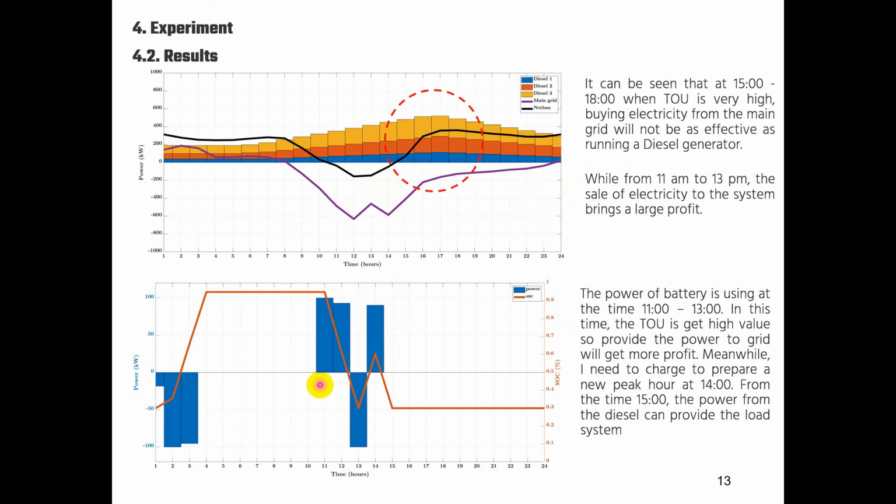The power of the battery is shown in the next picture, and the battery is used from 11 a.m. to 13. At this time the TOU has a high value, so it can provide power to the grid and get more profit. Meanwhile, it needs to charge to prepare for a new peak hour at 14. From time 15, the power from the diesel generator can provide the load system.